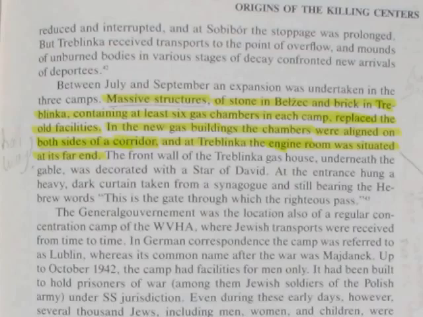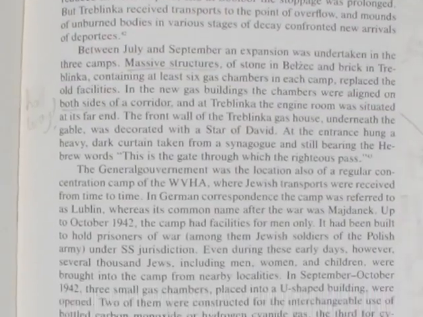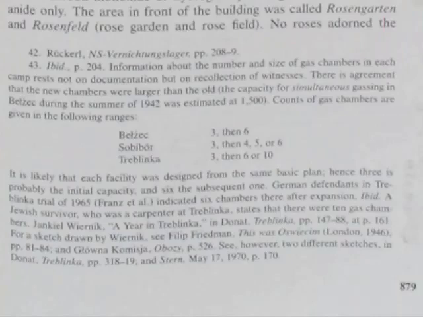In the new gas buildings, the chambers were aligned on both sides of a corridor, and at Treblinka, the engine room was situated at its far end. And in a footnote at the bottom of this page, Hilberg writes, information about the number and size of gas chambers in each camp rests not on documentation, but on recollection of witnesses. He goes on to write, it is likely that each facility was designed from the same basic plan. Hence, 3 is probably the initial capacity and 6 the subsequent one.